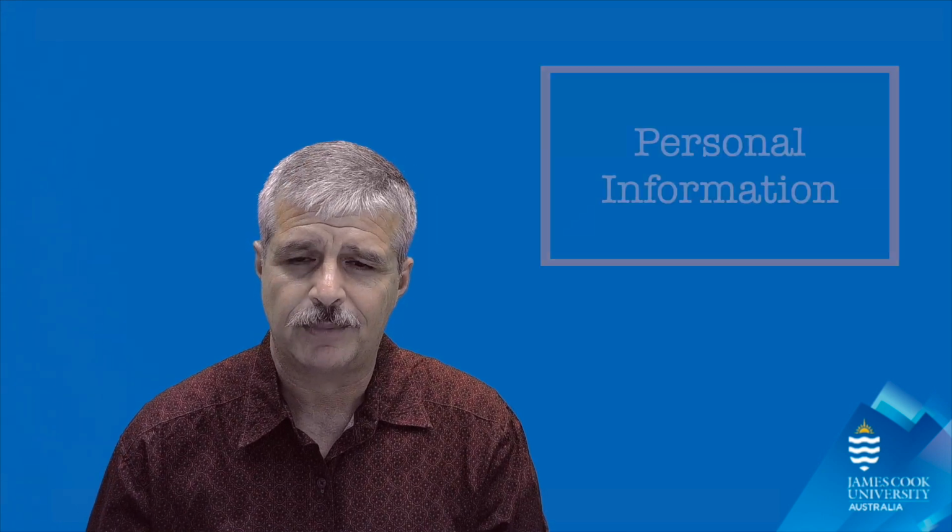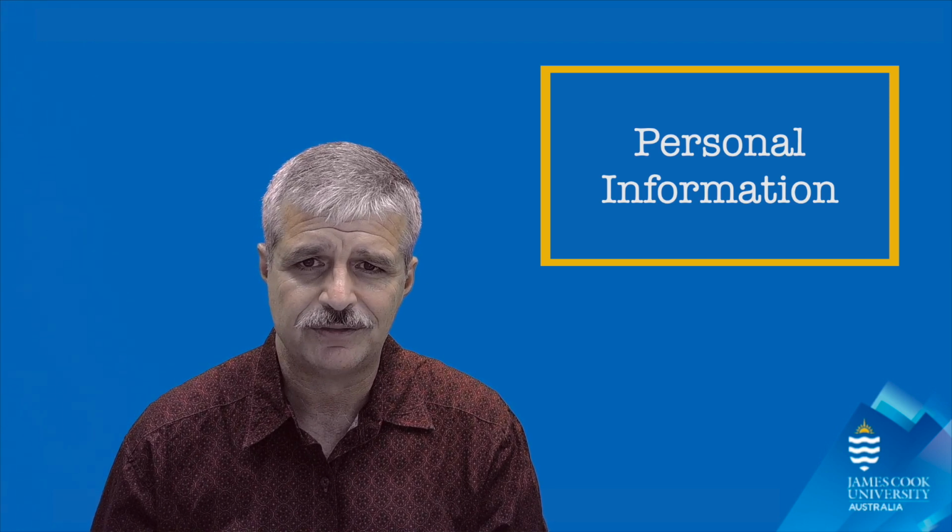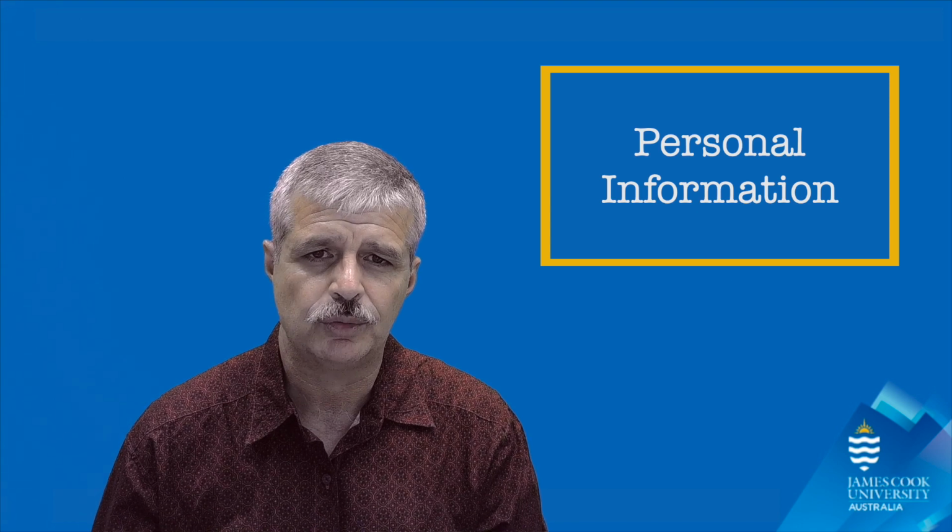In general, when thinking about FOI, it makes sense to divide claims up into requests for personal information and requests for non-personal information. We're going to talk about personal information first. Personal information is actually defined in the Privacy Act 1988 and is information or an opinion about an identified individual or an individual who is reasonably identifiable.